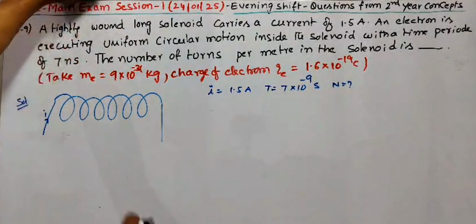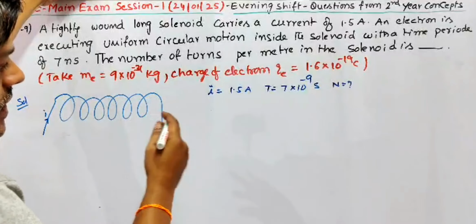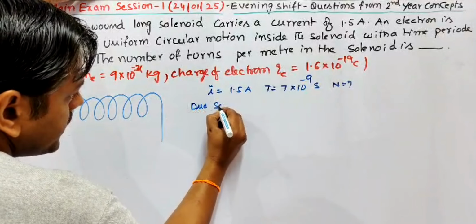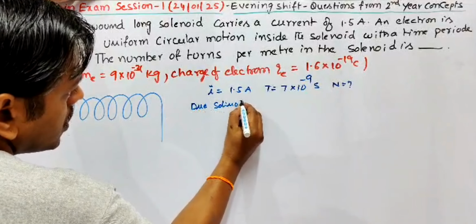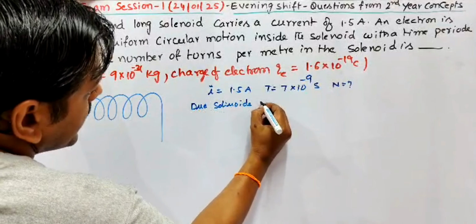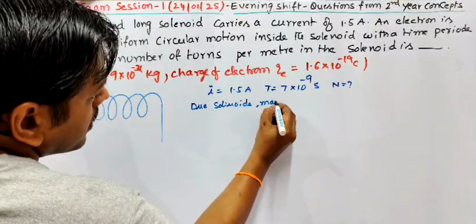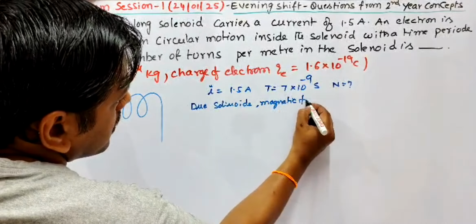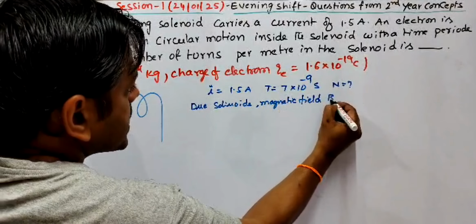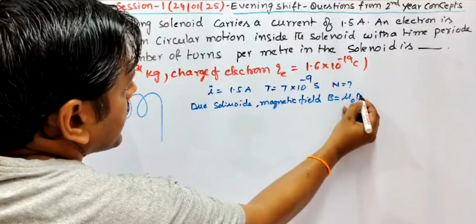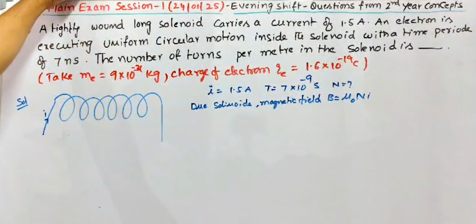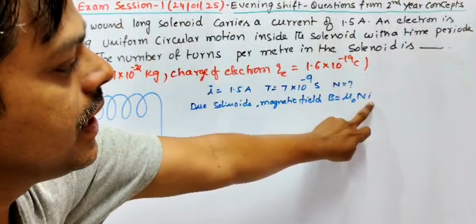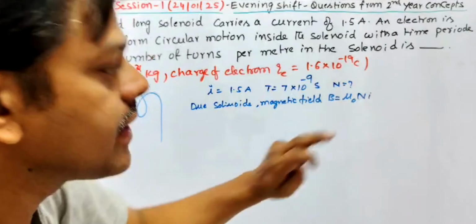We know very well, due to the solenoid, what happened? A magnetic field is set up. Due to the solenoid, the magnetic field produced due to the current carrying inside it, magnetic field B is equal to what? Mu naught into n into I. You know very well this formula. Mu naught is the permeability, n is the number of turns in the coil, and I is the current carried. This is what you want to calculate.